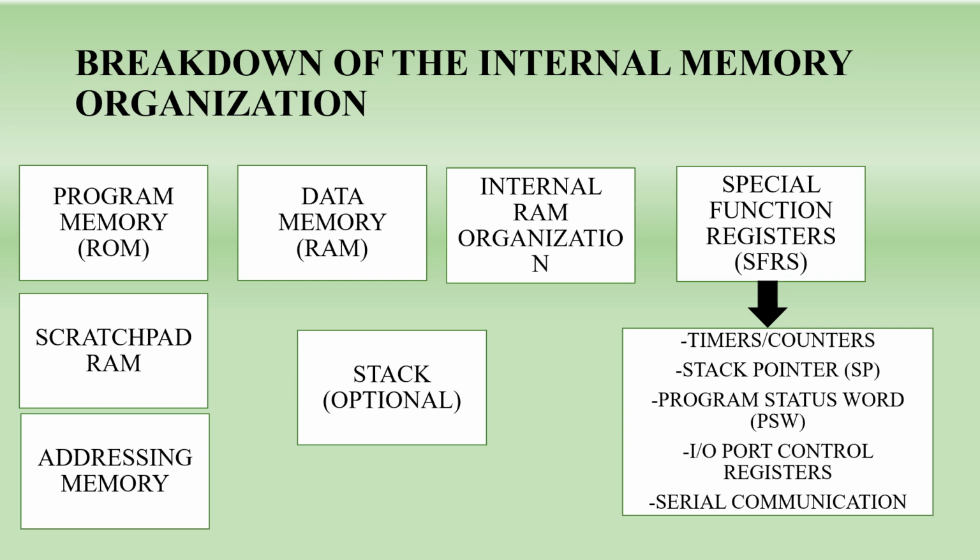Moving on to the next thing, that is internal RAM organization. So here this is 128 bytes of internal data memory. This internal RAM can be further divided into some special function registers. So here in special function registers, you have different registers like timers or counters, which are used for timing and pulse width modulation. Stack pointer: the stack pointer is going to track the top of the stack for all the subroutine calls and data storage. Here program status word, simply called PSW.